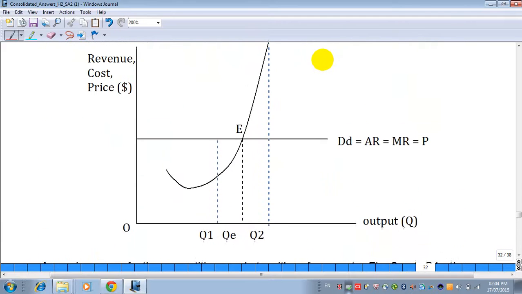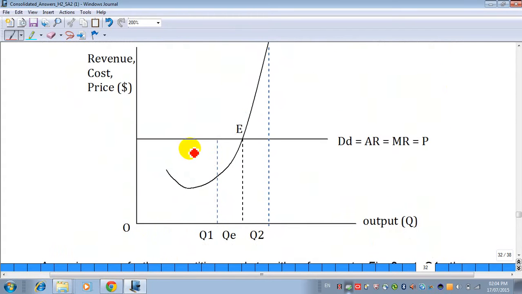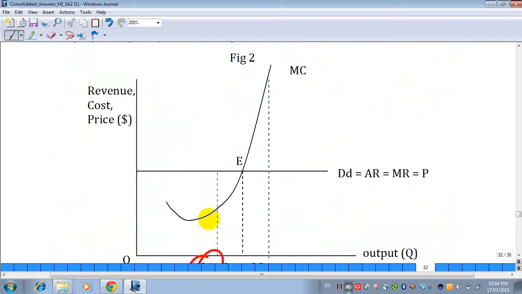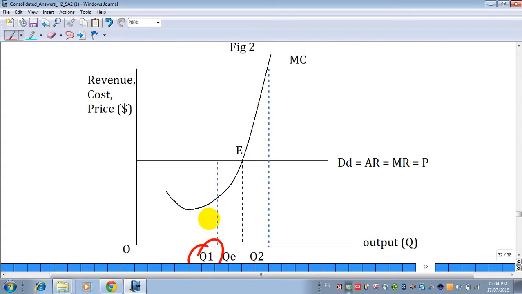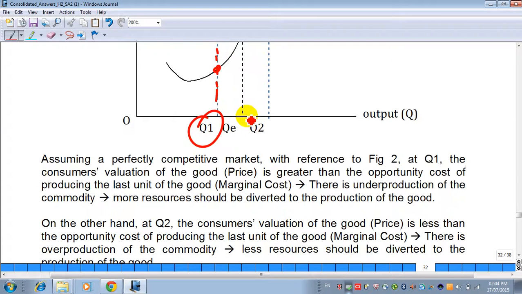Okay, but just to highlight that when you explain allocative efficiency, you must draw the graph and you must say that at Q1, you go up to the dotted line. Extend the dotted line upwards. And you must say at Q1, P is greater than MC, right? Which is exactly what they wrote.